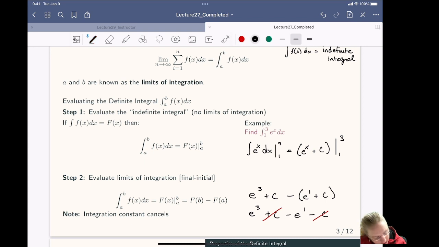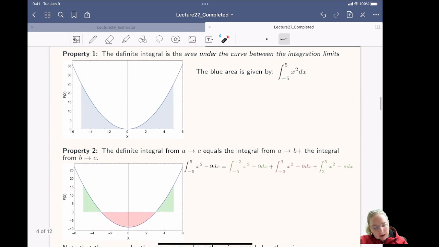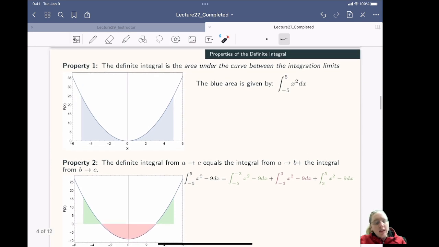And we have e to the 3 minus e to the 1. All right, so when you do definite integrals, this integration constant is going to go away, but when you have the indefinite integral, the integral without the integration limits, you're going to have that integration constant, that unknown constant in there. All right, so let's practice this with a couple of integrals that illustrate the different properties of the definite integral. The first property that we have is just like a Riemann sum.